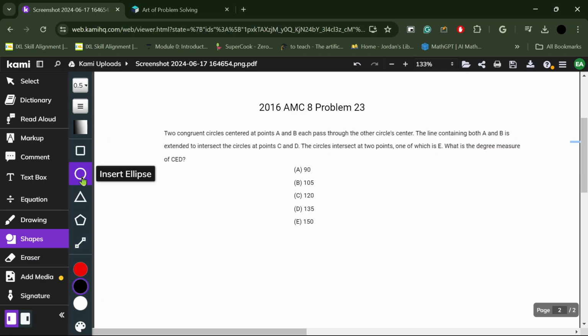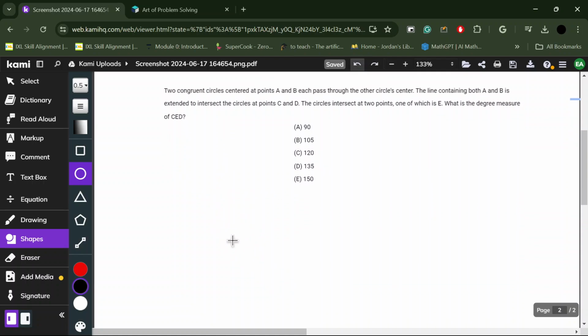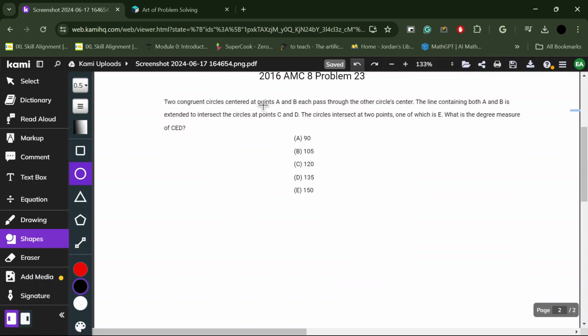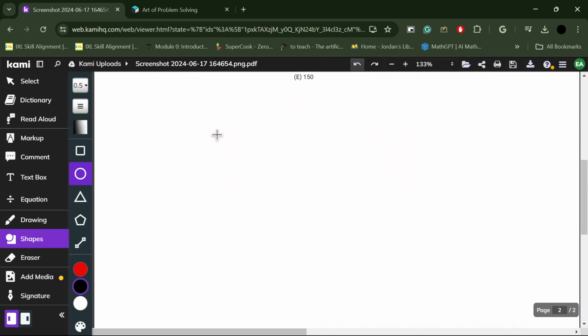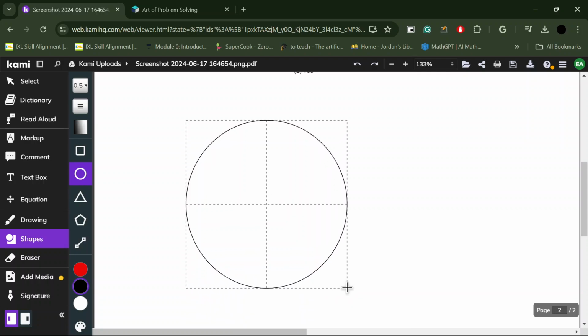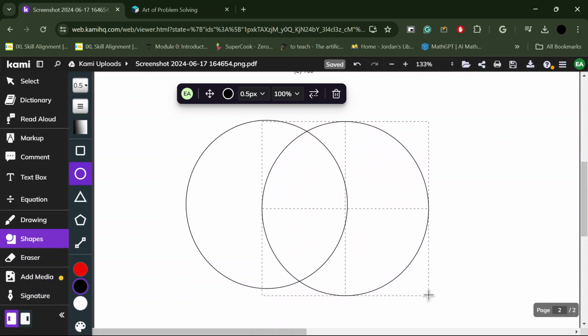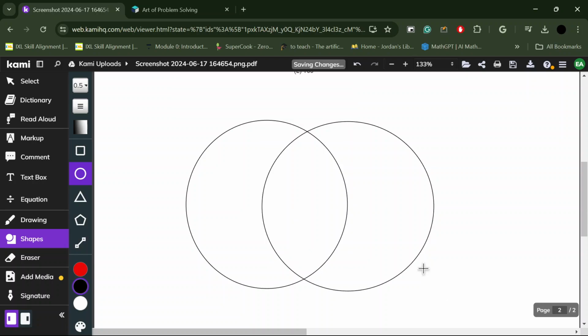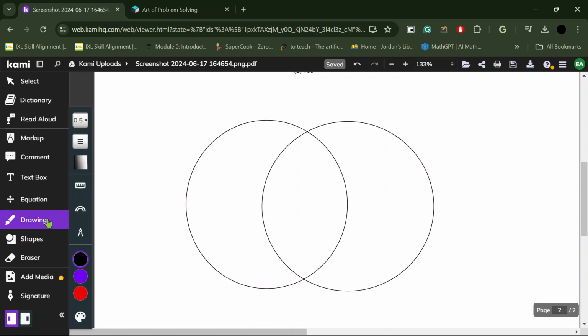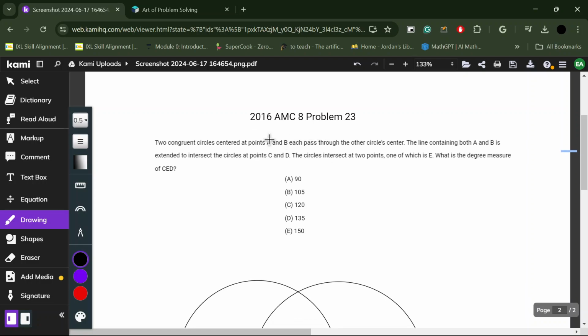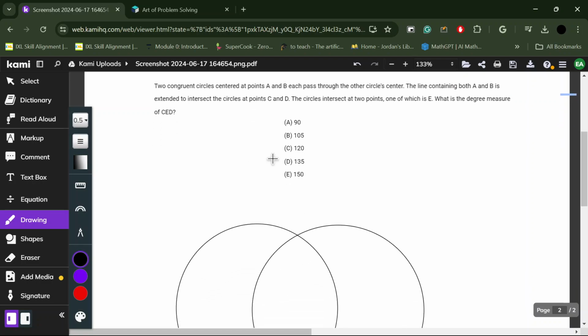So, we're going to draw it out. I'm going to draw two circles because it says they're centered at points A and B. Since they pass through the other center, we can go ahead and draw one here. And draw one here. Make sure they're equal. Okay. And we're going to start labeling. We can see that they're both centered at points A and B.